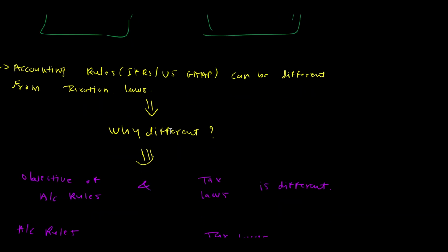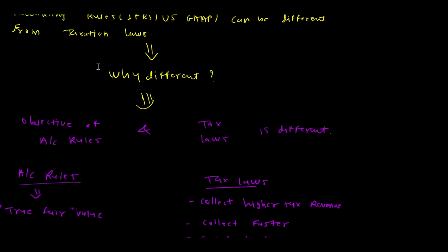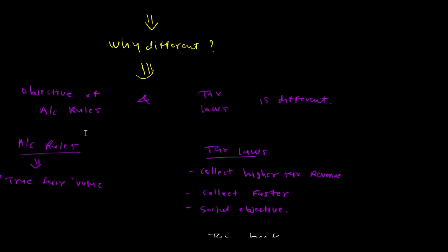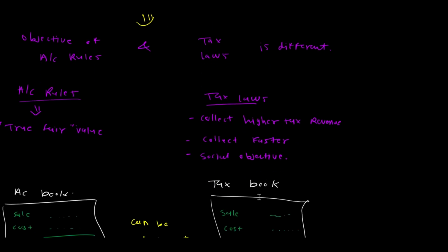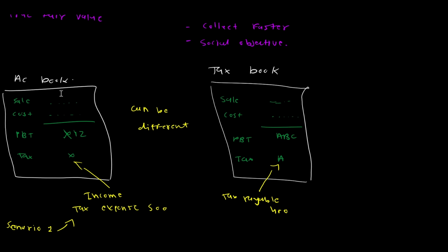So why are the taxation law and accounting rules different? Because their objectives are different. The accounting objective is to show the true and fair value of the business, and the tax law's objective is to collect higher tax revenue, collect it faster, and serve other social objectives. So this is the accounting book and this is the tax book.